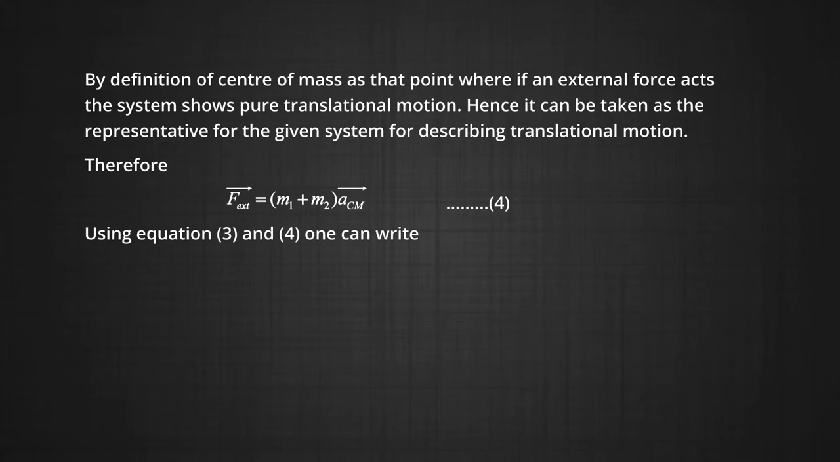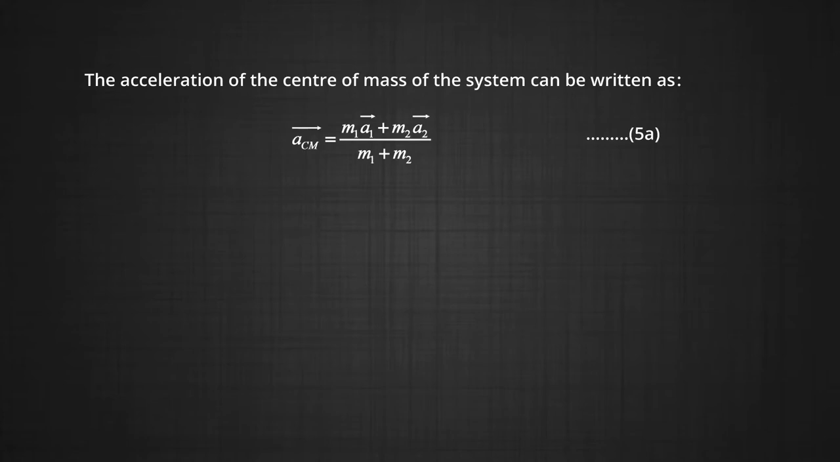Using equations 3 and 4, one can write (m1 plus m2) ACM will be equal to m1 a1 plus m2 a2. Or we can write the acceleration of the center of mass as m1 a1 plus m2 a2, the whole divided by m1 plus m2. This is equation number 5a.